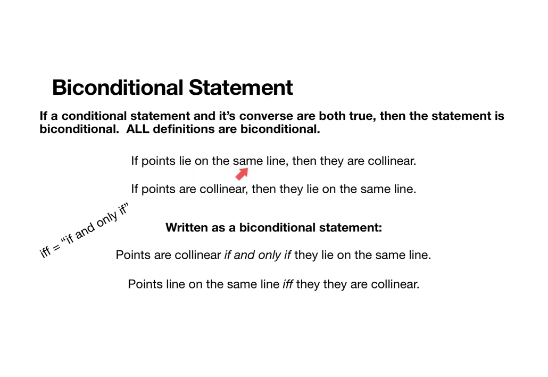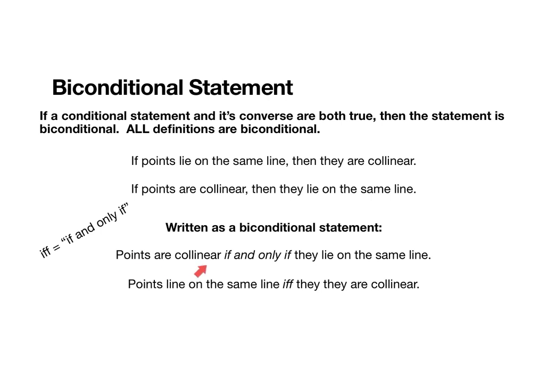If points lie on the same line, then they are collinear. The converse is, if points are collinear, then they lie on the same line. This is the definition of collinear. To write this as a biconditional statement, we put the words if and only if in the middle of the hypothesis and the conclusion.